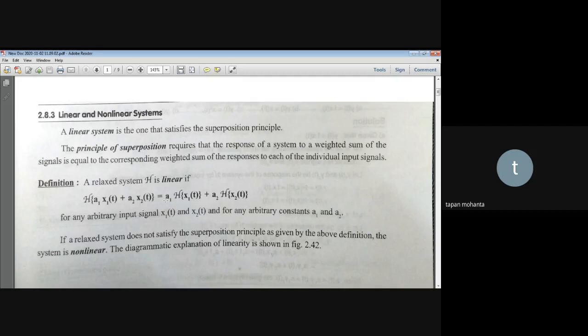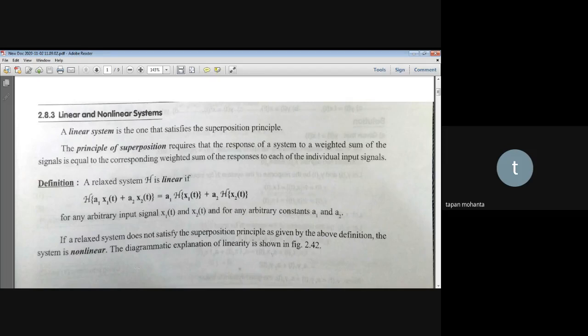Let's come to the mathematical expression of the superposition theorem. The relaxed system, represented by the operator h, is linear if h of A1 x1(t) plus A2 x2(t) holds. Here A1 is the weight of the input signal x1(t) and A2 is the weight of the second input signal x2(t). The curly bracket means the system response to the whole input, the summation of x1 and x2.